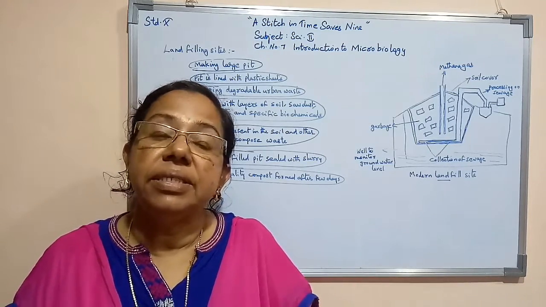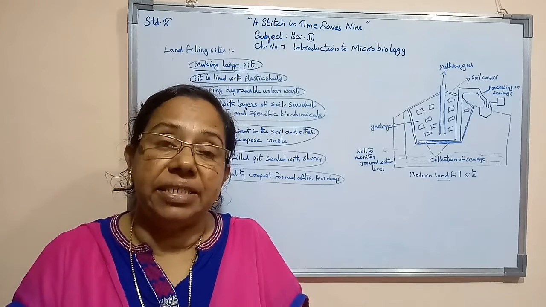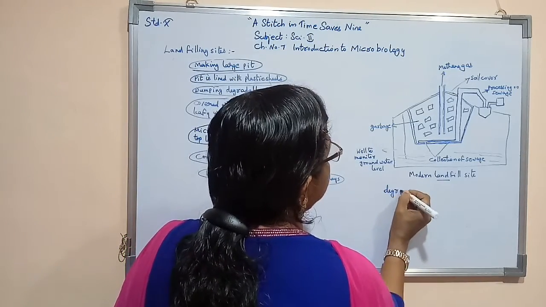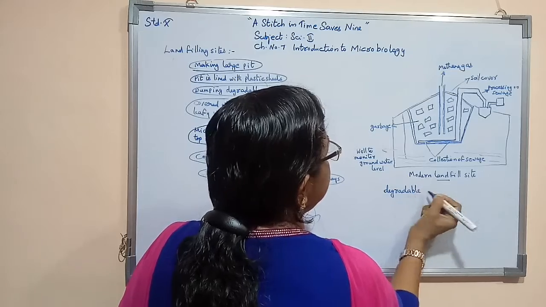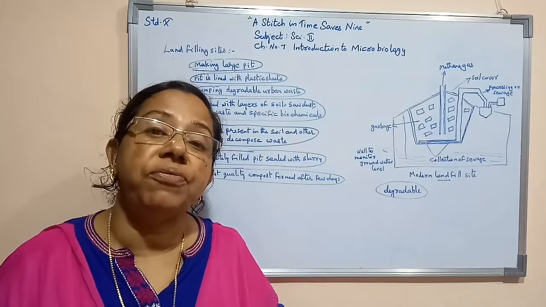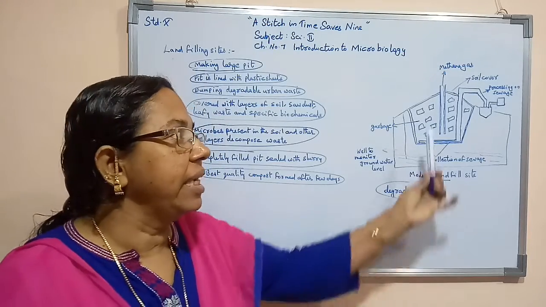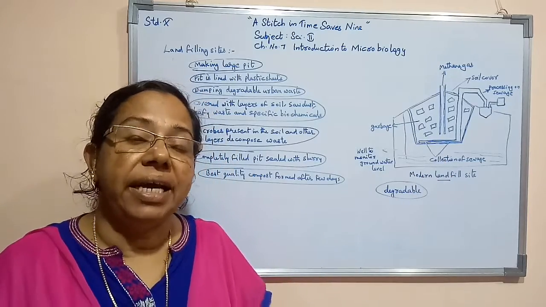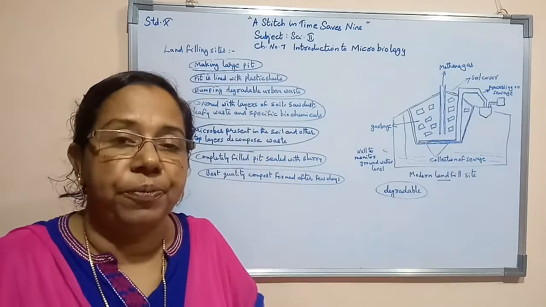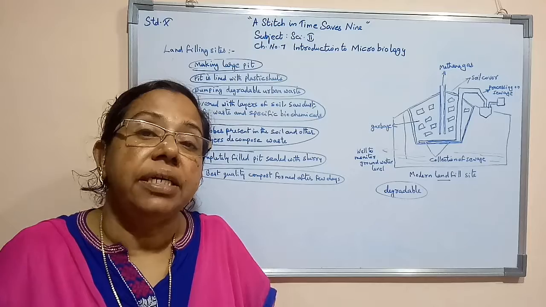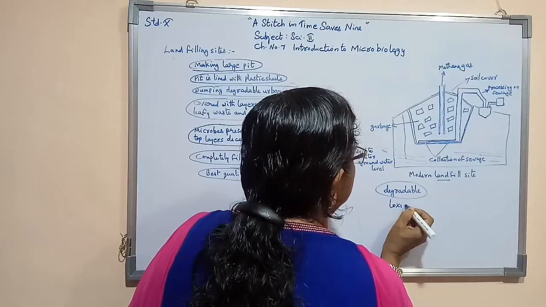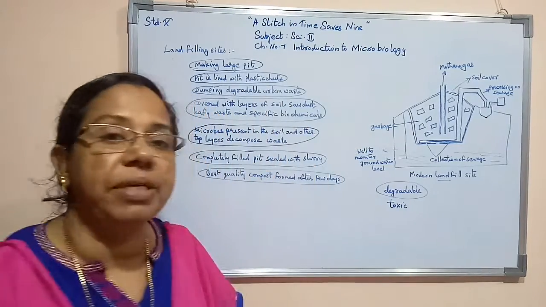We can say they are all garbage that is degradable type. Degradable garbage we have to put in. Degradable means waste products which can be decomposed by microorganisms. Such a type of waste matter we have to put inside this well. Then before putting the waste products, it should be lined with a plastic sheet. Why line with the plastic sheet? Because in the waste matter, many toxic substances can be there.